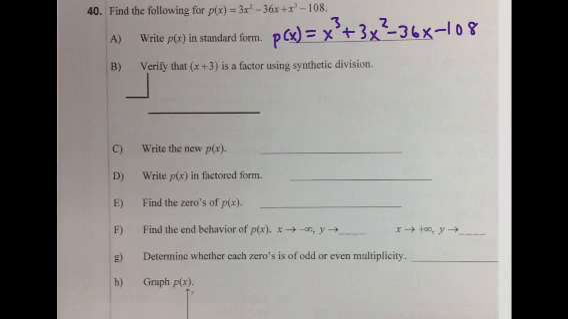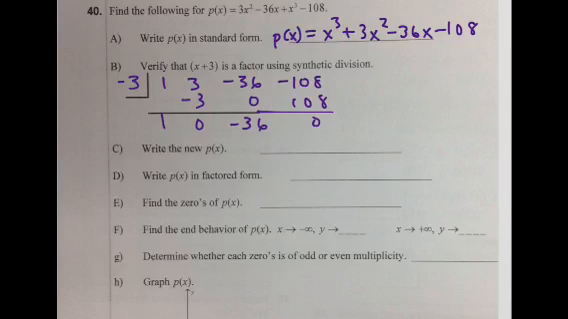We want to check if x plus 3 is a factor with synthetic division. So remember, we change the sign, so it's minus 3. 1, 3, negative 36, negative 108. Okay, so bring down the 1. Negative 3 is 0. 0, negative 36, and this is positive 108, so it's 0. So yes, it is a factor.